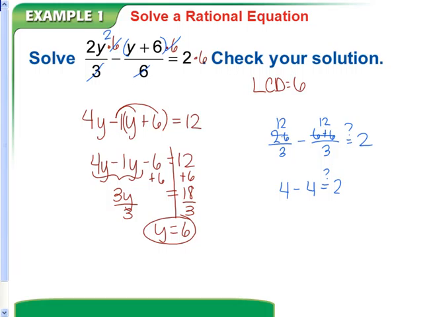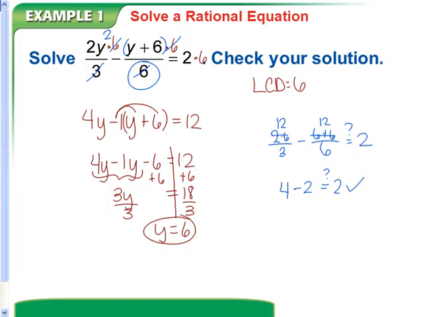Because hopefully you caught that I made the mistake here that this should have been a 6. Right here. I copied that down wrong. So that then is 4 minus 2. Now it equals 2. Good. We got the correct answer.